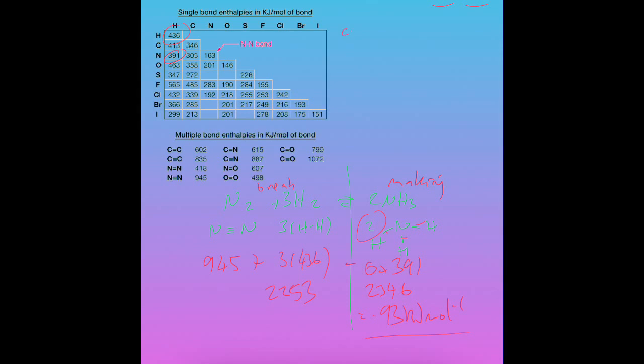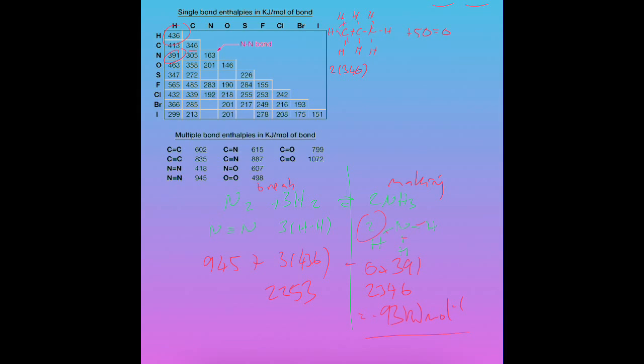Whenever I'm given an organic molecule, I always draw out all of the bonds. Because we're all human beings, we're all fallible, we can all make mistakes, and no one is immune to that. So I like to cross them off as I go through. So here we've got what we've got. We've got 2 carbon-carbon bonds. Carbon-carbon is going to be 346. So that's 2 times 346.